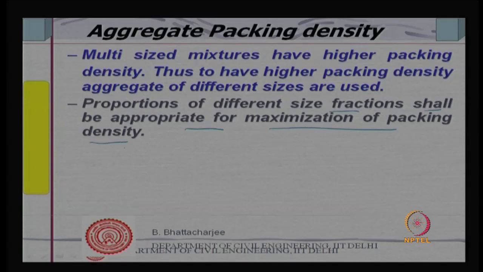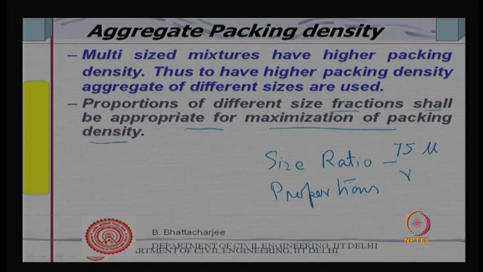So, one thing is size ratio, this is an important issue, and proportions are another important issue. Size ratio means, let us say the maximum size is 75 micron, then the next size is x. So, one size is x, the next size is y, and the ratio y by x is the size ratio. And we said that this quotient we generally use as 2.